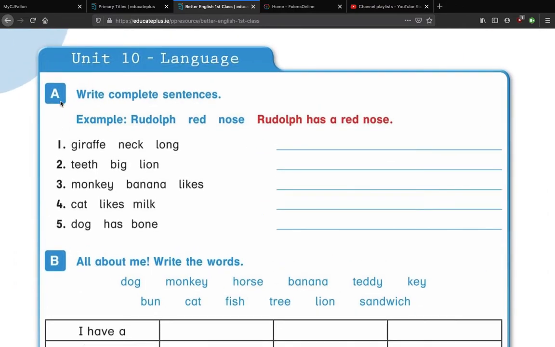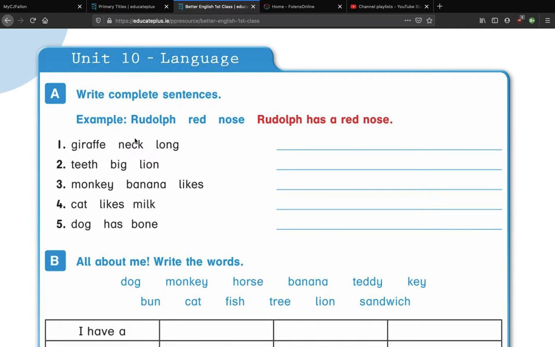Language, Unit 10. Part A, write complete sentences. These ones are always a bit tricky because you have to kind of use your smarts and you've got to use your imagination with them. So for example, Rudolph, red nose. Rudolph has a red nose. And you'll all get different answers for this as well. Number 1, giraffe, neck, long. And you can jumble those up and write them in a different order.